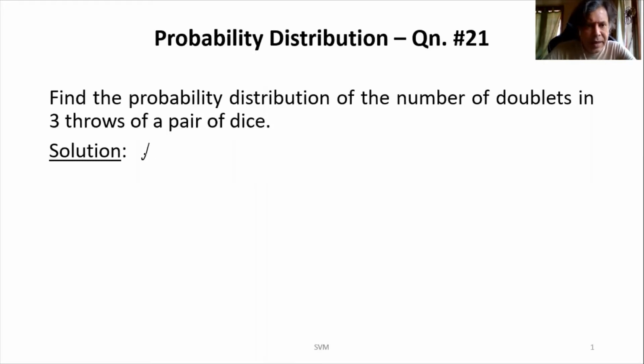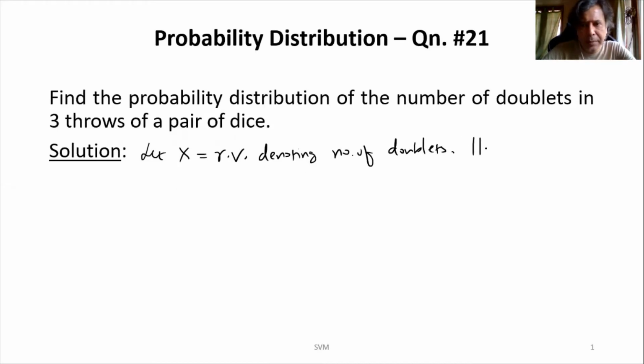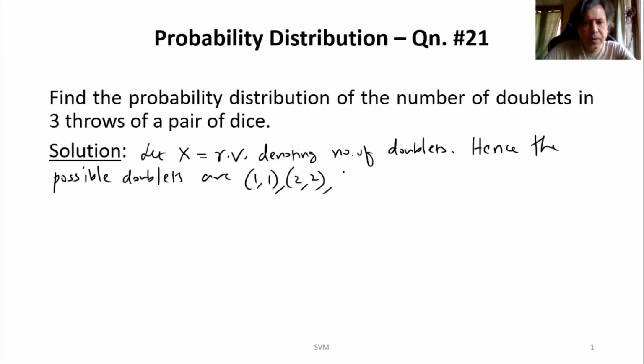So we will say let x equal to a random variable denoting number of doublets. So what are the possible doublets? Hence, the possible doublets are 1, 1, 2, 2, 3, 3, 4, 4, 5, 5, and 6, 6.